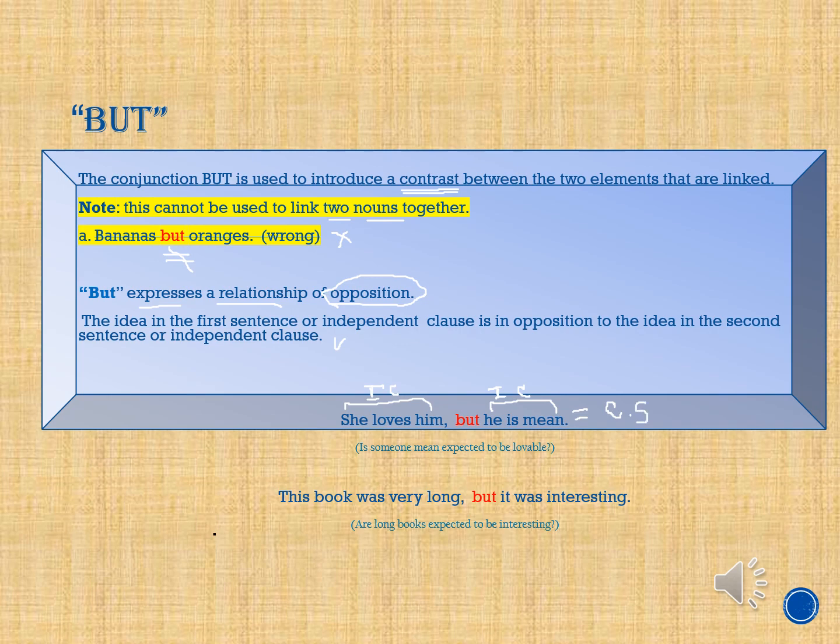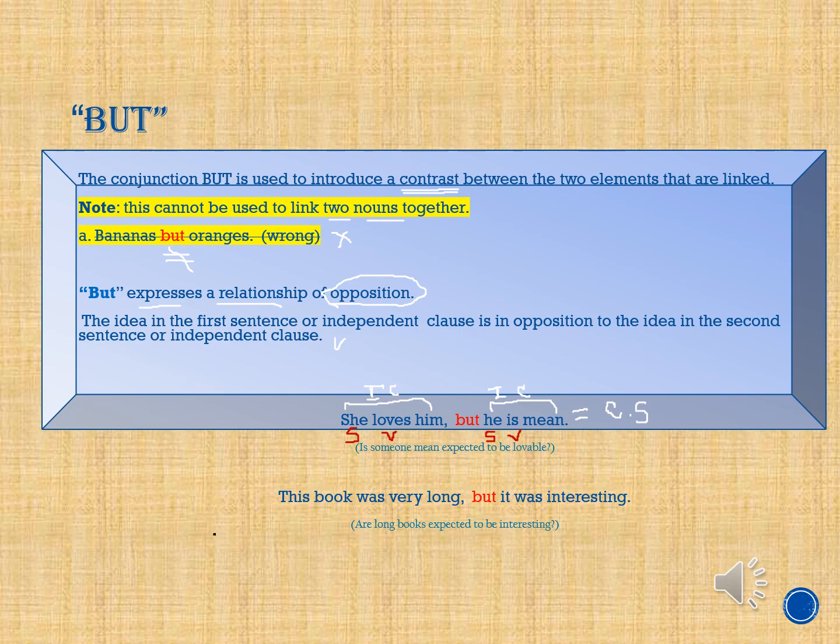what we're trying to say is that if someone is mean, usually we don't love people that are mean. Mean is someone that really is not nice or kind. Usually people don't fall in love with people like that. It is a little difficult, but in this case, she still loves him. So that's why we use the but.